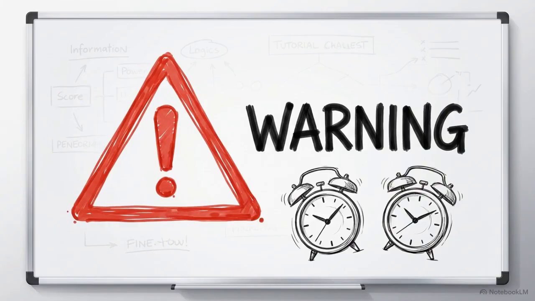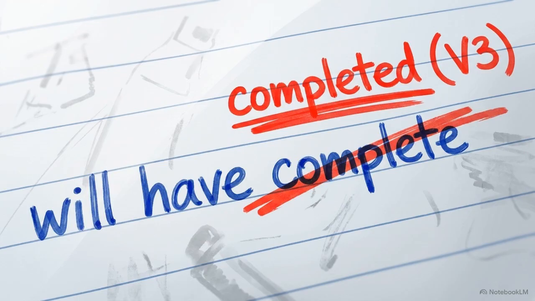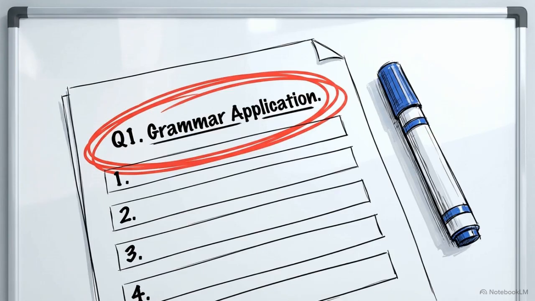To avoid common errors found in board-level grammar, pay close attention to the time markers. Using at usually indicates a continuous tense, while by indicates a perfect tense. Another frequent error is failing to use the V3 form after will have. Always ensure the past participle is used in the perfect tenses. Mastering these structural differences and their associated time markers is the most effective way to categorize future actions according to CBSE standards. Let's apply these rules to 5 practice questions.